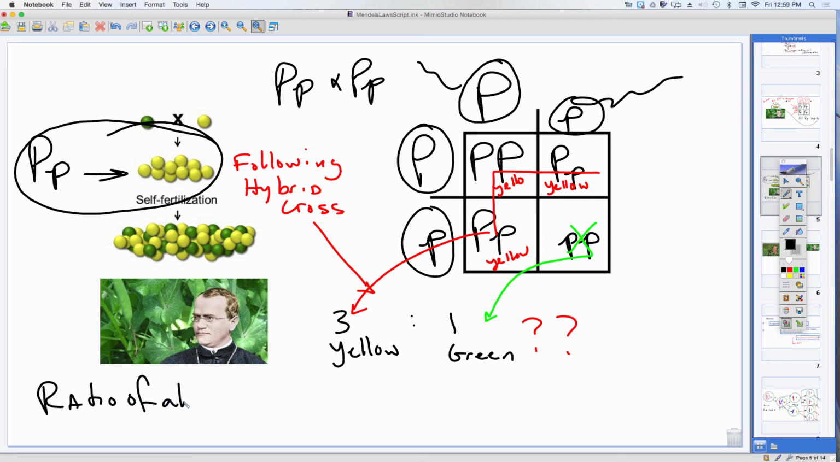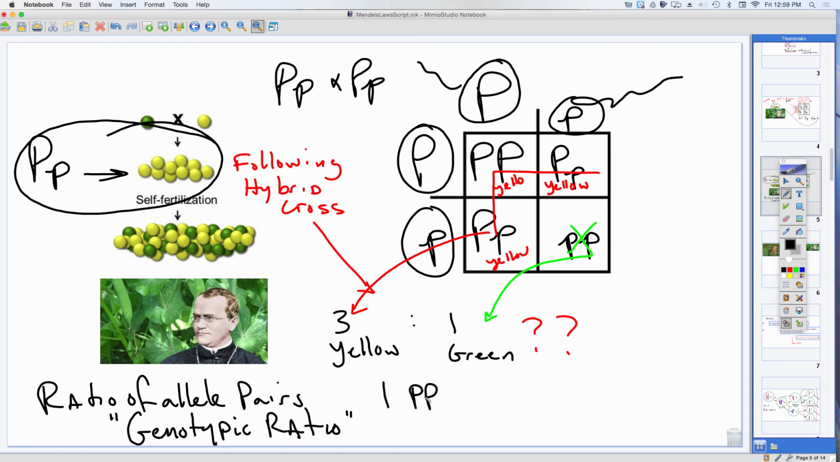The other thing that we could do is we could describe the ratio of allele pairs. This is referred to as our genotypic ratio. And here we have 1 big P, to 2 big P, little p, to 1 little p, little p.